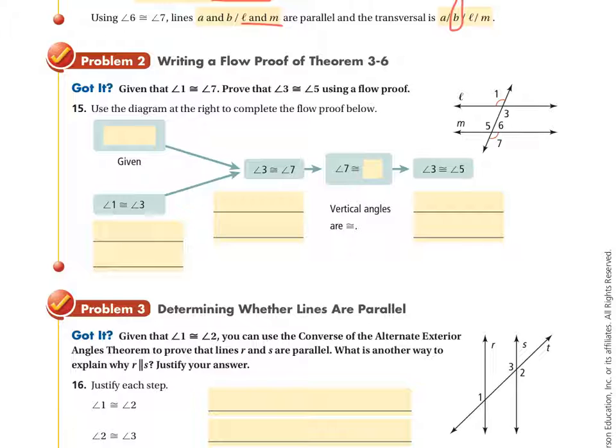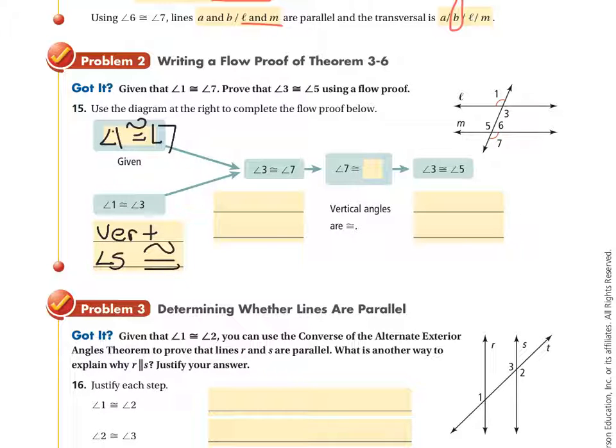So given that angles 1 and 7 are congruent, we want to prove that angles 3 and 5 are congruent. So our given, we're going to write up here, angle 1 congruent to angle 7. And why can we say that angle 1 is congruent to angle 3 here? Well, angles 1 and 3 are across from each other in an X, is what I like to say. So they are vertical. So you can say vertical angles are congruent.